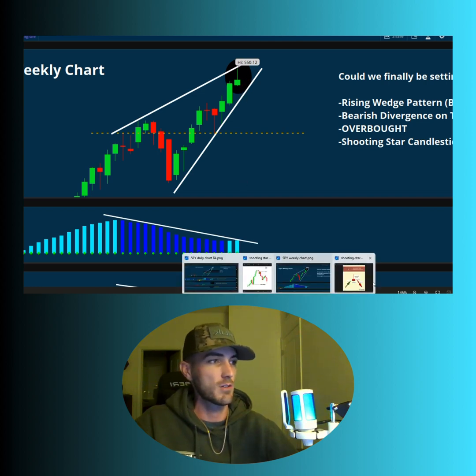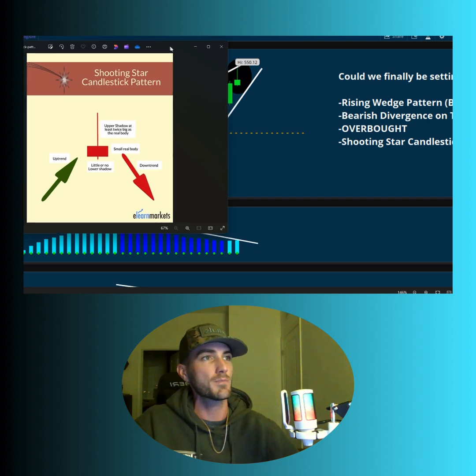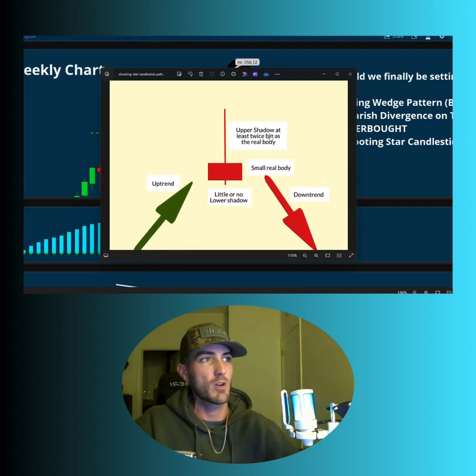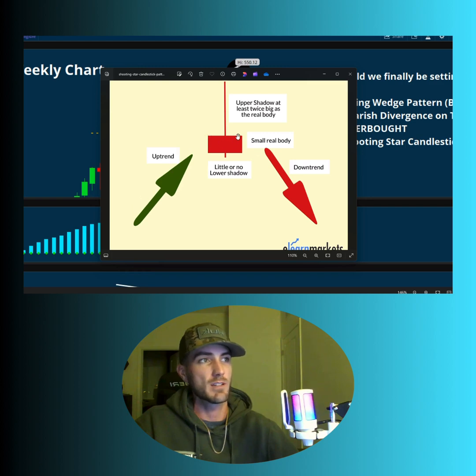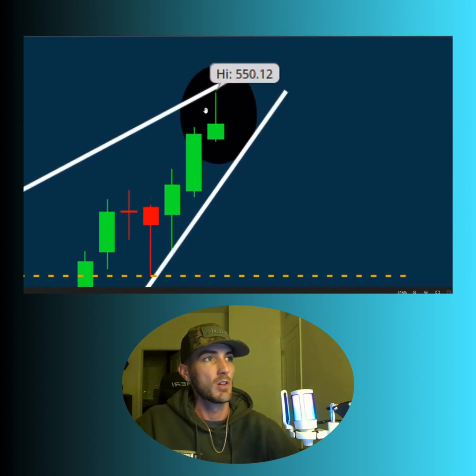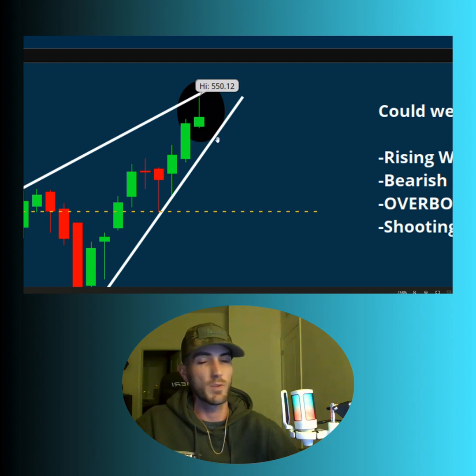I'll give you an example here that you can find on Google. How does it form? We have a large upper shadow or upper wick that is twice the size of the real body, and then again a small body. These are found after uptrends and signal reversals to the downside, with little or no lower shadow or lower wick. So then we look back at last week's candlestick pattern. Large upper wick, twice the size of the body, little to no lower wick, and it was formed after this uptrend. So we'll be looking for the downtrend to come.